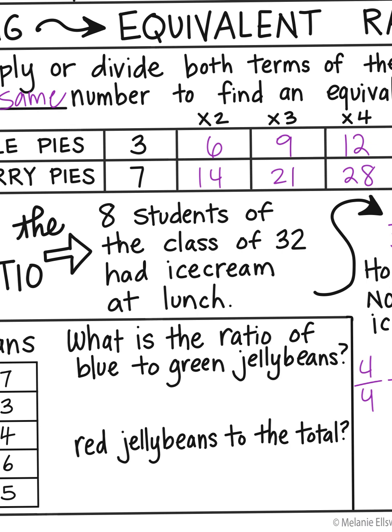There's several different ways. That's why math is so cool, because there's so many different ways that you can get to the same answer. You can go back to your original information here. Subtract 8 from 32 gives you 24 out of 32 to find your ratio. Or you can do it this way.